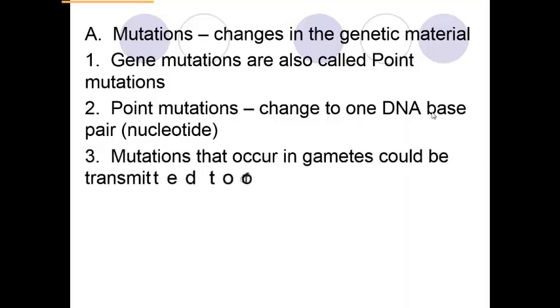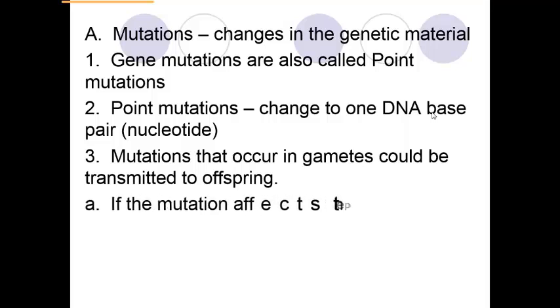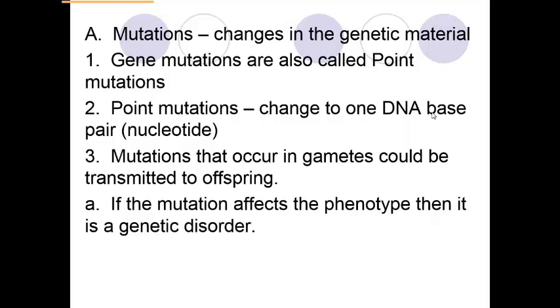Now, if the mutation occurs in your gametes, which are your sex cells, then that gamete that has the mutation in it could be the gamete that gets passed on to the offspring. So there are times where the mutation can get transferred to your children, and if the mutation affects your ultimate phenotype, then we would call that a genetic disorder. So we do have multiple genetic disorders that you'll be hearing me refer to in class and through some activities that we do. So let's look at some types of point mutations, and there are three types.